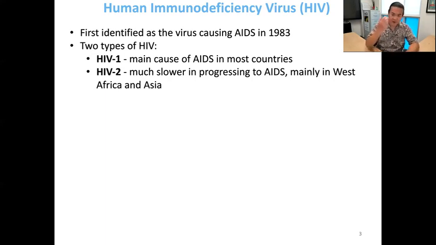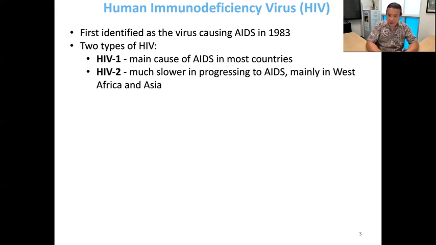So you can be born with a perfectly fine immune system, and then you're exposed to something that causes a deficiency. So HIV is a prime example of that. HIV was first identified as the virus that causes AIDS in 1983. There are two main types of HIV that discussions about HIV and AIDS typically focus on.